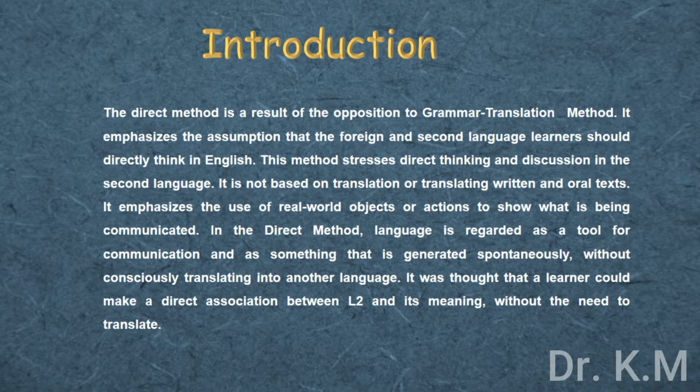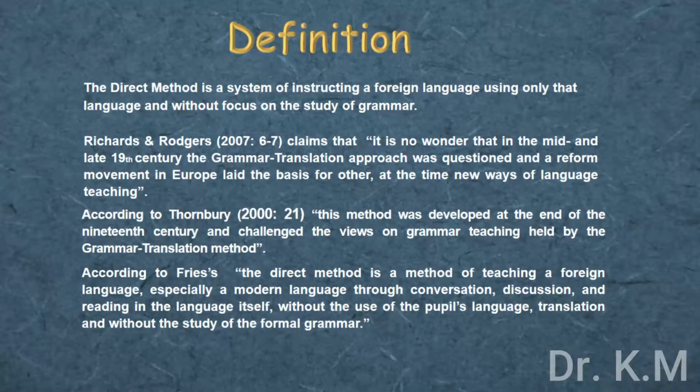In the direct method, language is regarded as a tool for communication and as something that is generated spontaneously, without consciously translating into another language. It was thought that a learner could make a direct association between L2 and its meaning, without the need to translate. Definition. The direct method is a system of instructing a foreign language using only that language and without focus on the study of grammar.